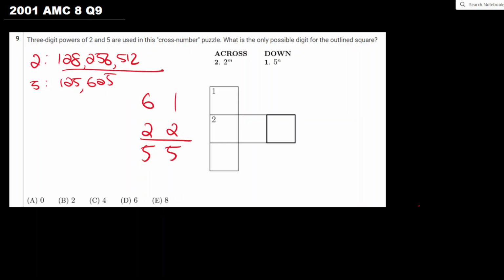And the only one of these powers which has 2 as the first digit is this one, 256, which means that our last digit here, 6, would be this last one, which means D is our answer.